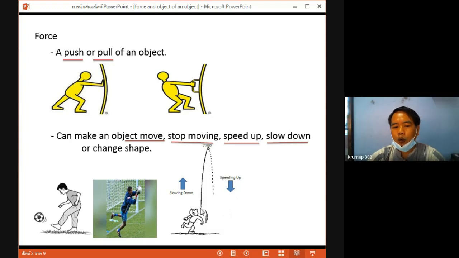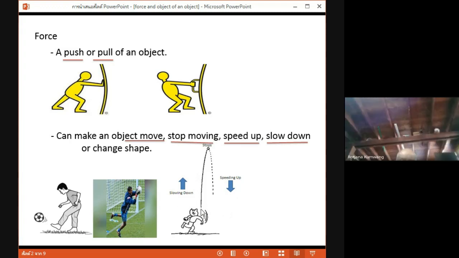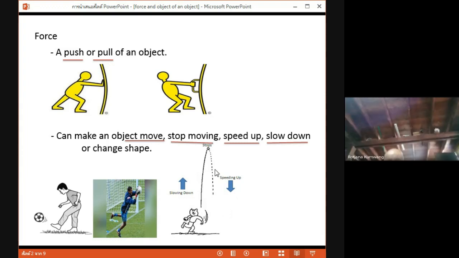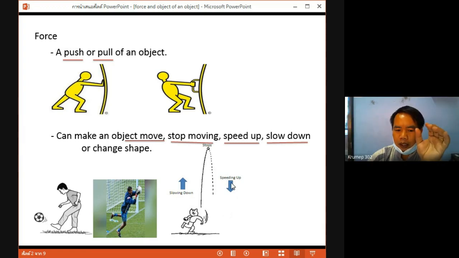Again, if you throw the ball going up, it is slowing down. The motion, or the way the ball moves, is very slow. If it is going down, the speed will go up, or it will go down fast. Okay, that is speed up and slow down.